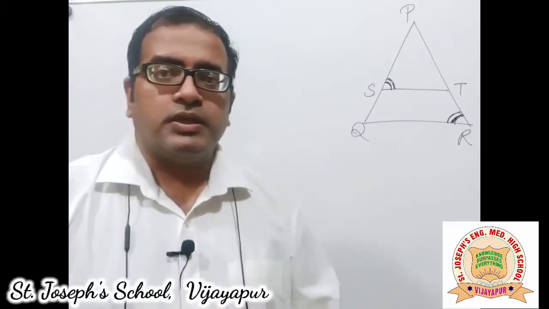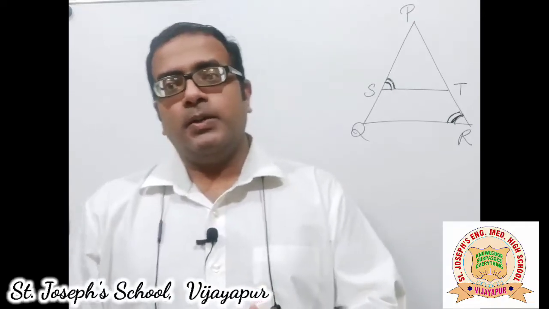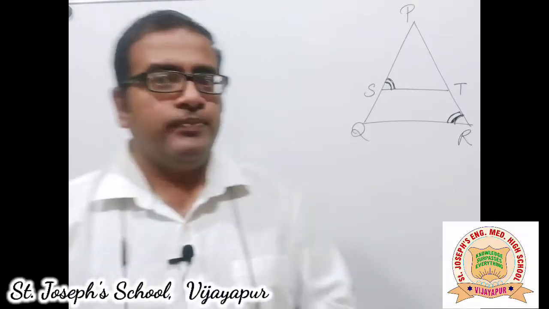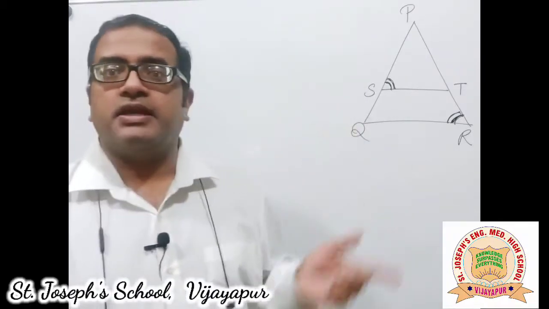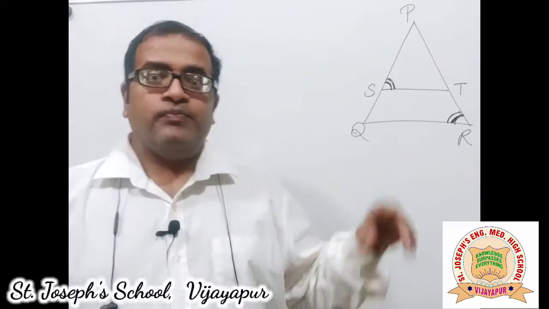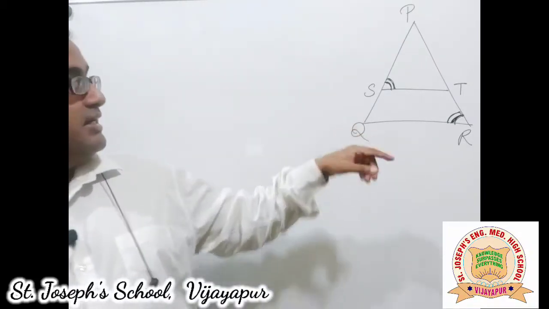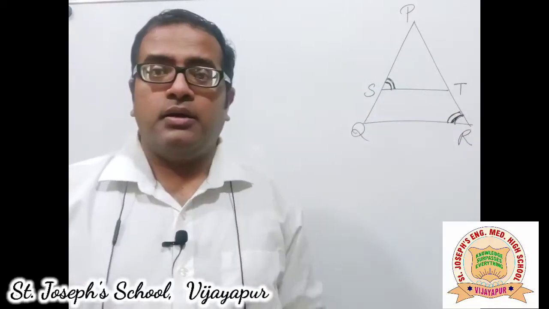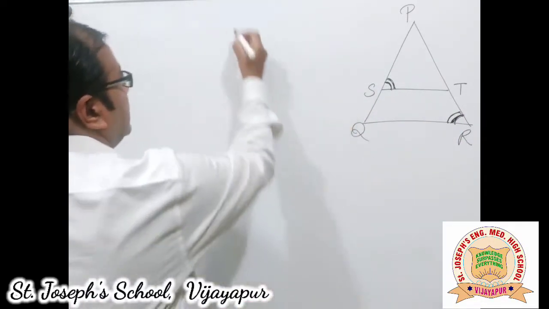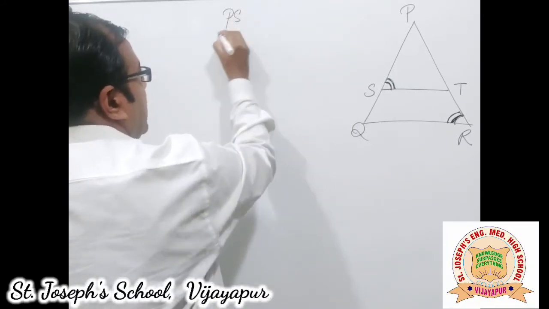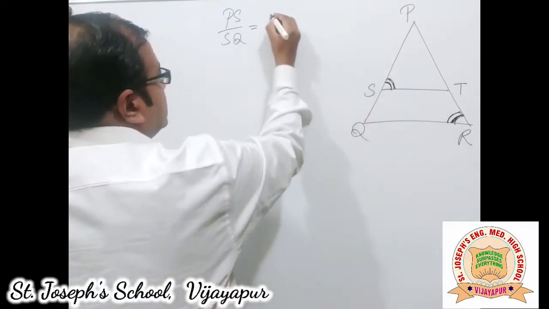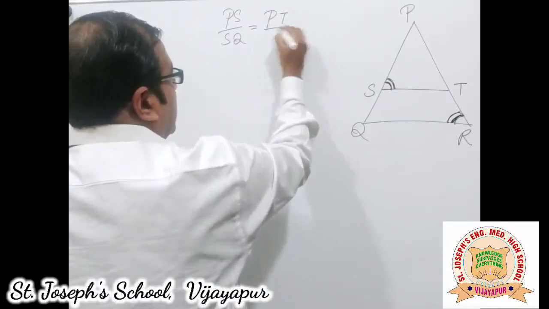Let us continue with one more example. Here we will be applying the converse of BPT, not the BPT exactly. The question goes like this. There is a triangle PQR where ST is drawn in such a way that it divides the two sides, that is PQ and PR, proportionally, like PS by SQ. I'll write it down. Given is PS by SQ is equal to PT by TR, or PT by RT.